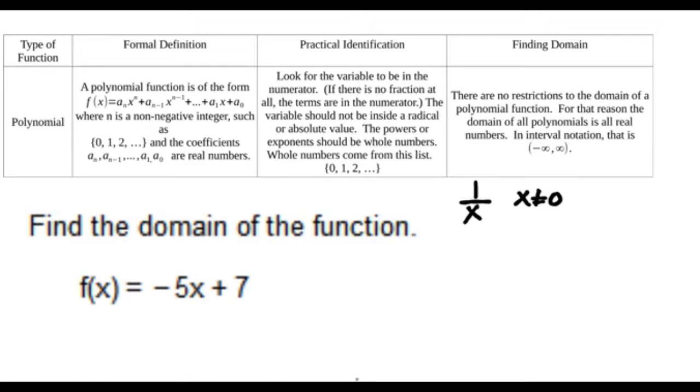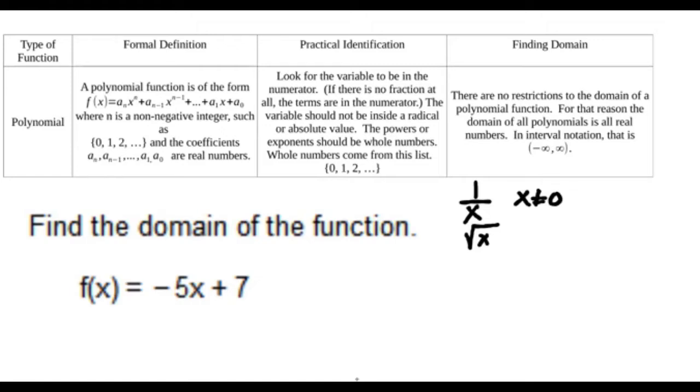That would be a restriction. You could also look for variables underneath a radical because the square root of a negative gives you imaginary numbers, and that's not in the domain. So when we're looking at the function, we're looking for restrictions like that. This function f of x equals negative 5x plus 7 doesn't have any of those restrictions.